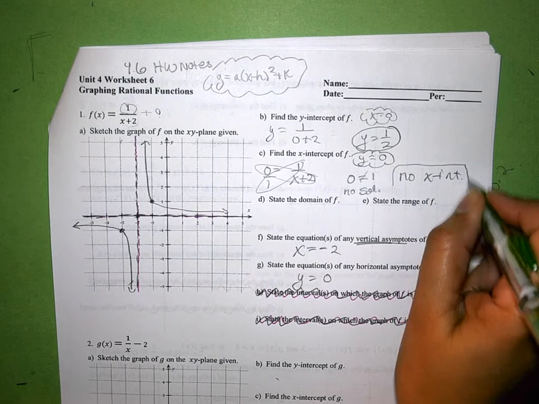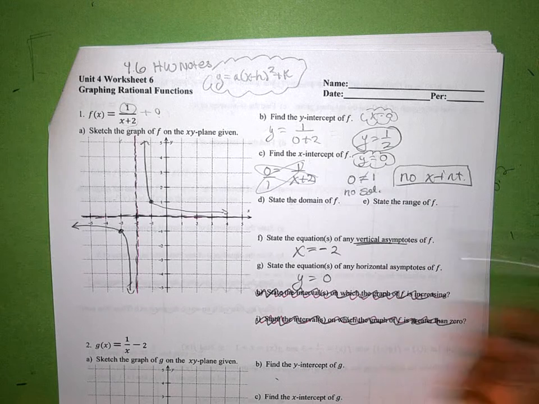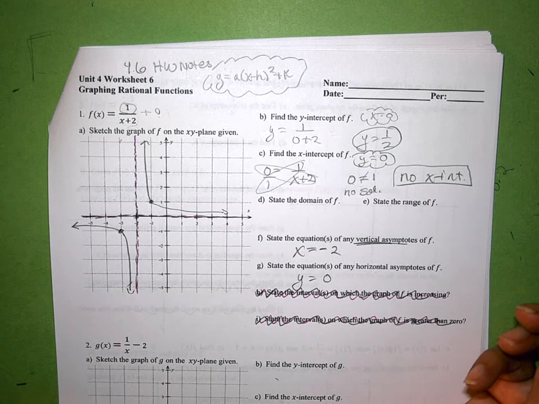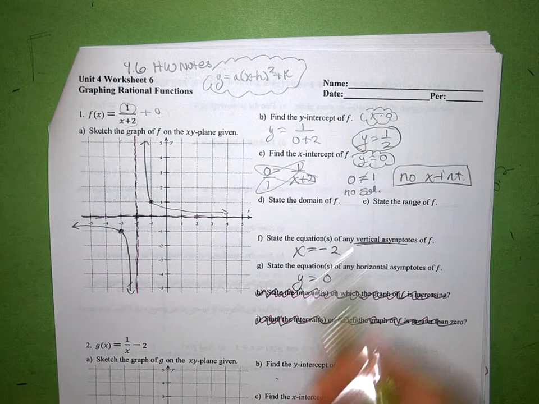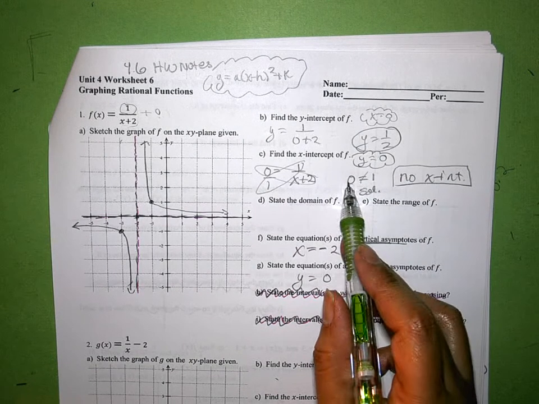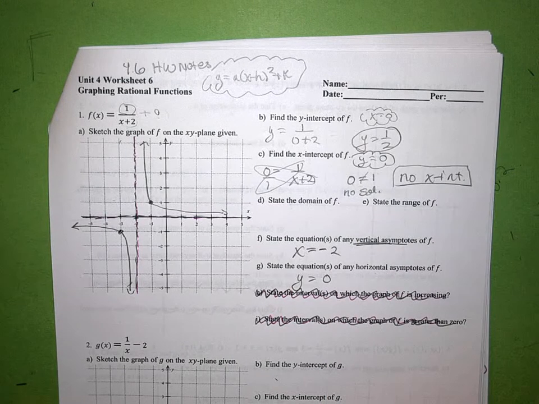Why is there no x-intercept? Because when I try to solve it, I got 0 equals 1, and there's no solution for that. If it was 1 equals 1 or 0 equals 0, you'd have infinitely many solutions. We've talked about that in a previous lesson. But 0 by itself does not equal 1, no x-intercepts. All right, that's pretty much it.